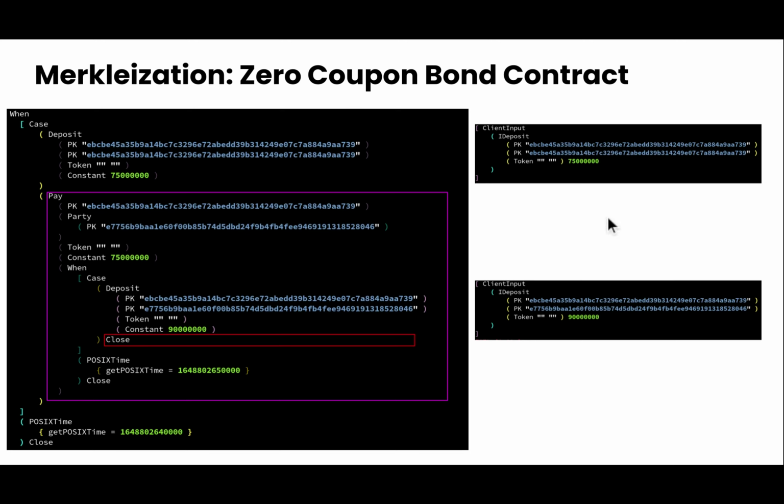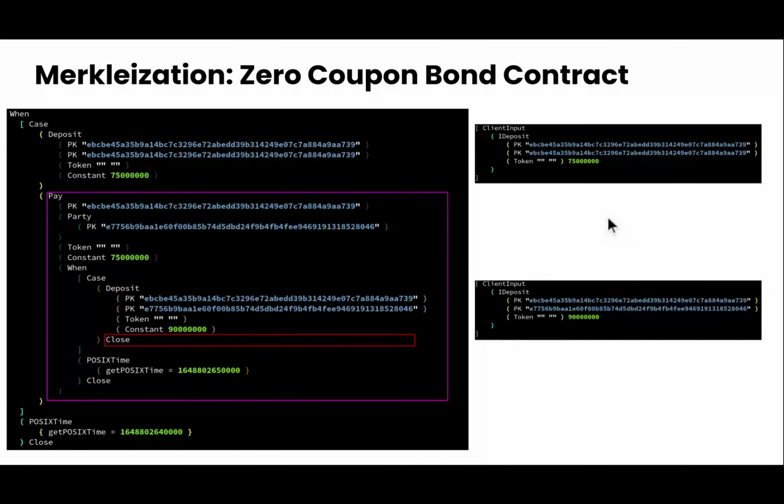In the Marlowe language, we have the when constructor that takes a list of cases. A case is an action together with a continuation contract. In the example of the zero coupon bond, the action in the first case is the deposit, the continuation contract is the pay contract in the purple box.